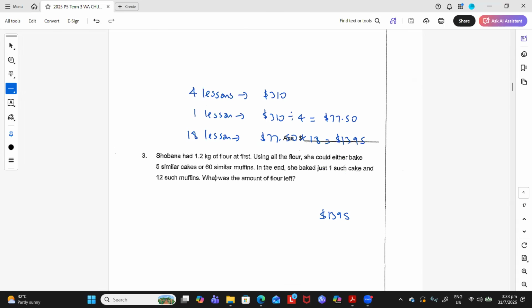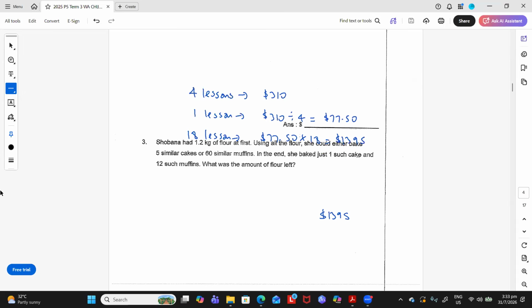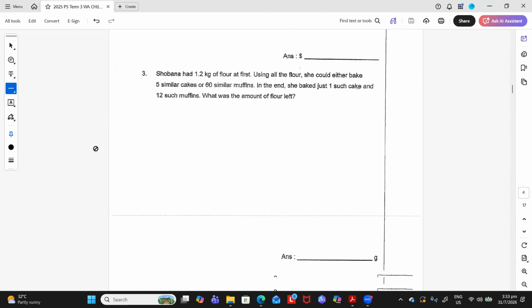Okay, now question 3. There are many ways to do this question. So they say Shobana had 1.2 kg of flour at first, right? After using all the flour, she could either bake 5 similar cakes or 60 similar muffins. So how I would do this is you write down 5 cakes is equivalent to 60 muffins. In the end, she just baked 1 cake and 12 muffins.